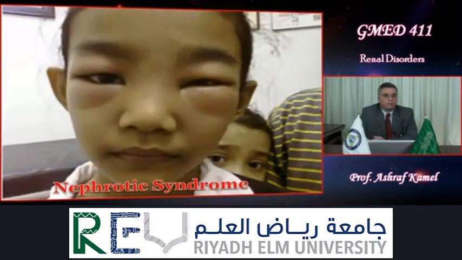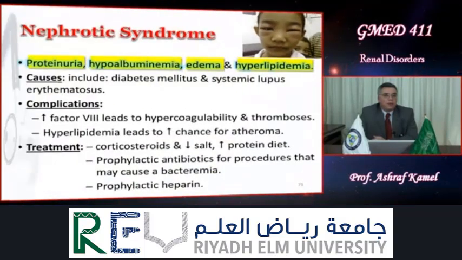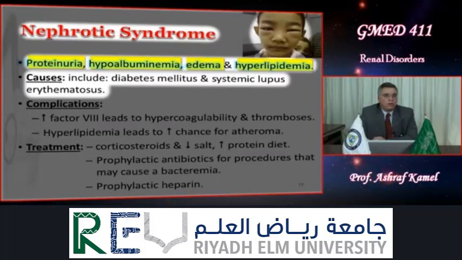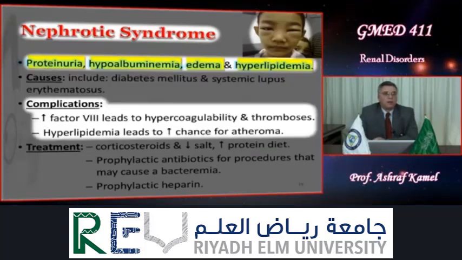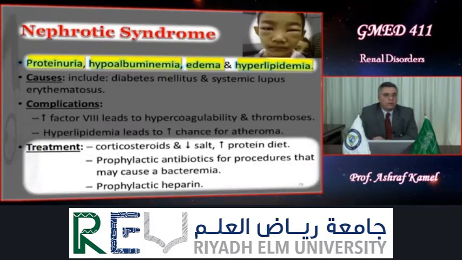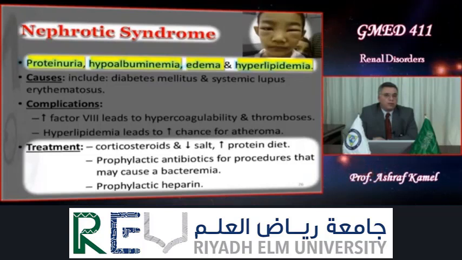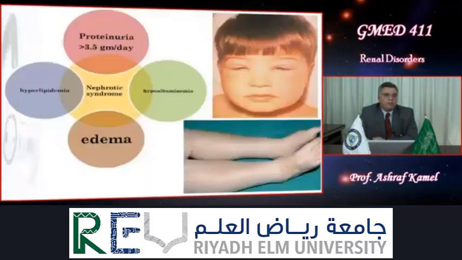Nephrotic syndrome, where there's proteinuria, hypoalbuminemia, edema, and hyperlipidemia. Causes are diabetes mellitus and systemic lupus erythematosus. Complications: there's increased factor VIII that leads to hypercoagulability and thrombosis, hyperlipidemia that leads to increased risks for atheroma formation. Treatment is by corticosteroids plus salt reduction in diet and increasing protein content of the diet. Prophylactic antibiotics for the procedures that may cause a bacteremia, and prophylactic heparin.